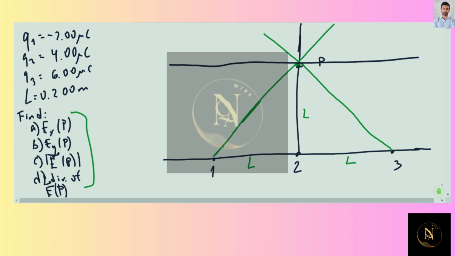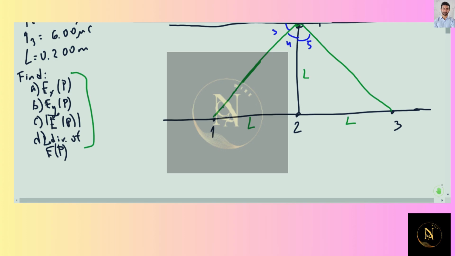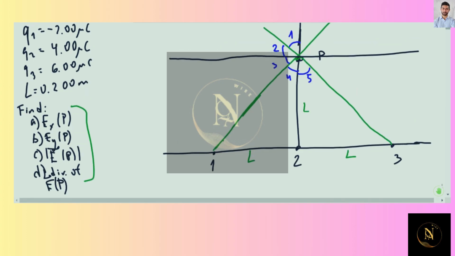So now we will label several angles. We'll label this angle as angle 1. This angle will be angle 2. This angle will be angle 3. Then angle 4, and then angle 5. So now we have to calculate these 5 angles. Although it looks a little bit complicated, it's not in reality.